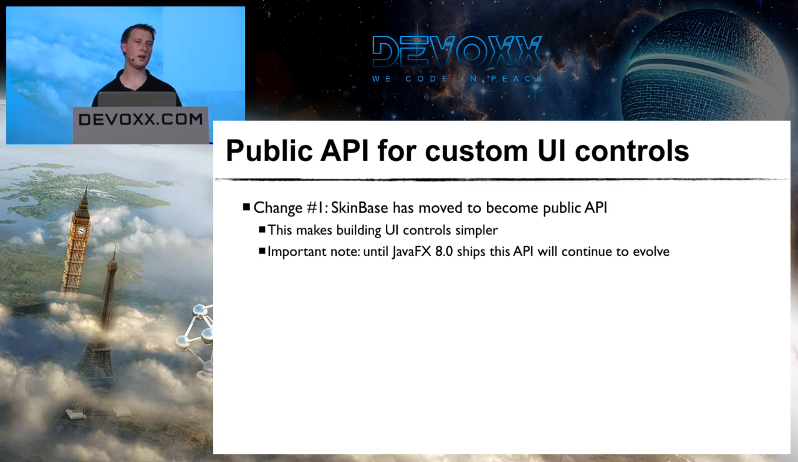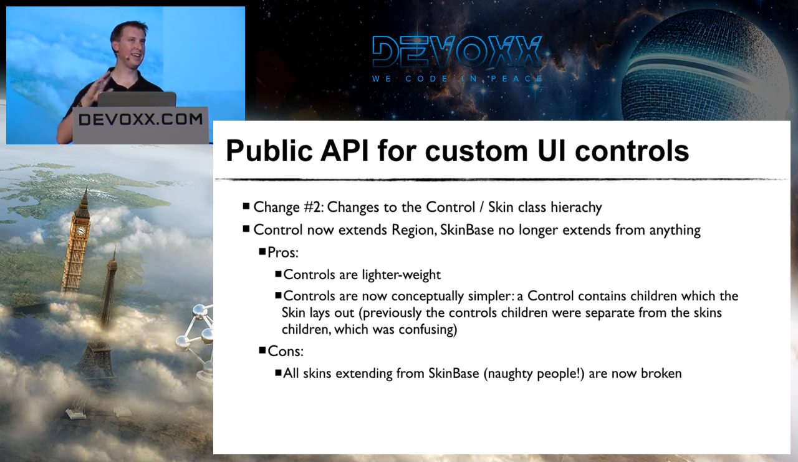So change number 1 is that the skin base class that everyone extends from is now in a different package, which basically means we've legitimized it. It's now public API, and we hope that people will move across to that. Basically, you just need to change your package reference, your import statement, but the API is going to change as well. So yeah, warning, it's going to change. I will break your code a few more times yet.